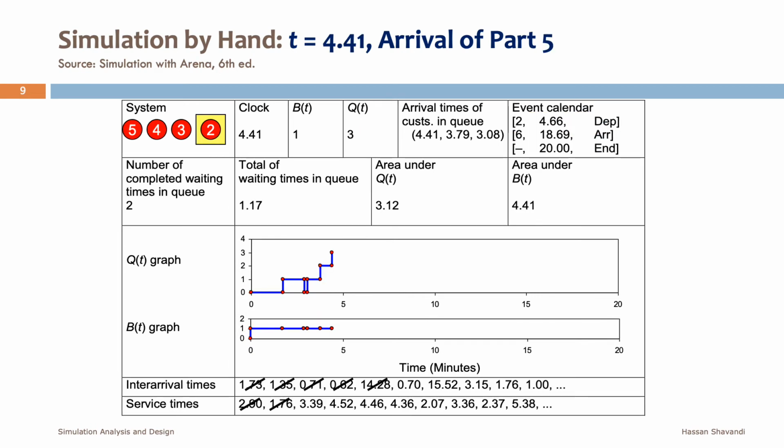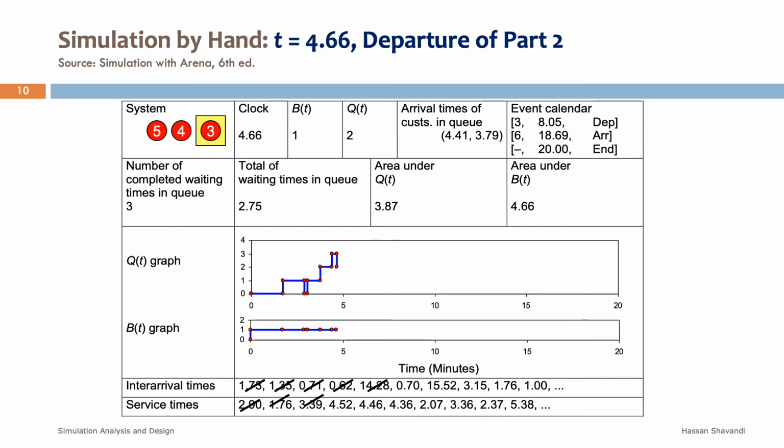Okay, so at time 4.41, again we have another arrival, part number 5. So as you see here, we have actually 3 parts waiting in line at this time, and this is again our updated FEL and the change in the queue. As you see here, it jumps to 3 at this time, but the Bt remains busy. And the next event based on the FEL will be a departure of part 2 at time 4.66.